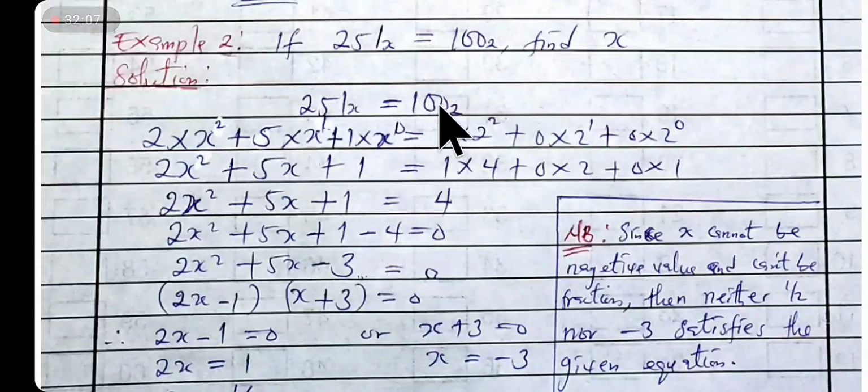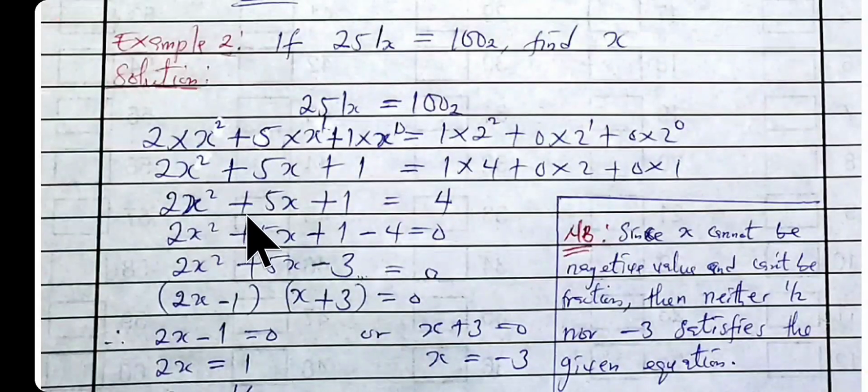Then to the right hand side you look at 100100, 1 times 2 plus 0 times 2 plus 0 times 2. We start giving the powers to the base: 0, 1, and then 2. So here 2 times x squared is 2x squared, plus 5 times x is still 5x, plus 1 times x raised to the power 0, which is 1. So 1 times 1 is 1, equal to 1 times 2 raised to the power 2, which is 4, plus 0 times 2 raised to the power 1, plus 0 times 2 raised to the power 0.